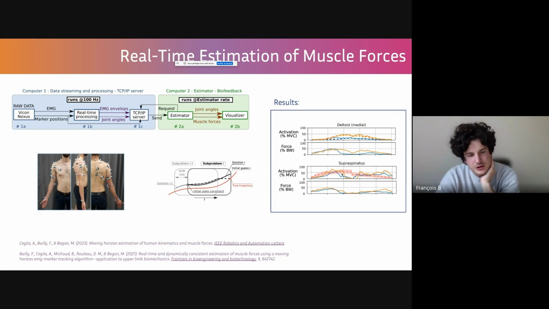One nice feature of this type of approach is that we are able to estimate the activity of deep muscles that we are not able to measure with surface electrodes. And we can compare to literature values to see that the muscle activation that we retrieve is relevant with regard to the movement that is being performed, even though we do not directly measure this muscle.